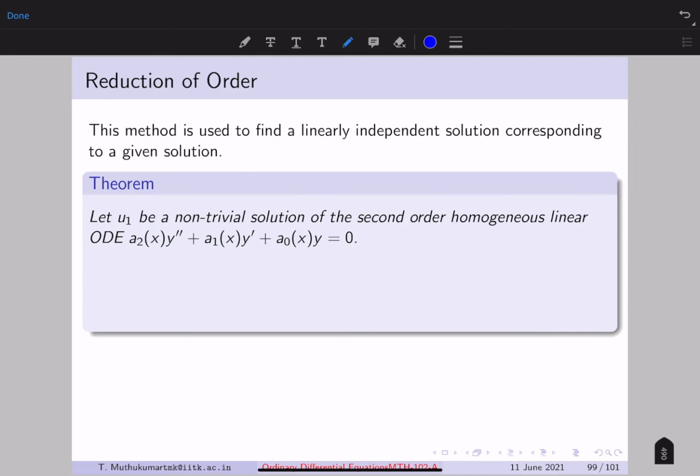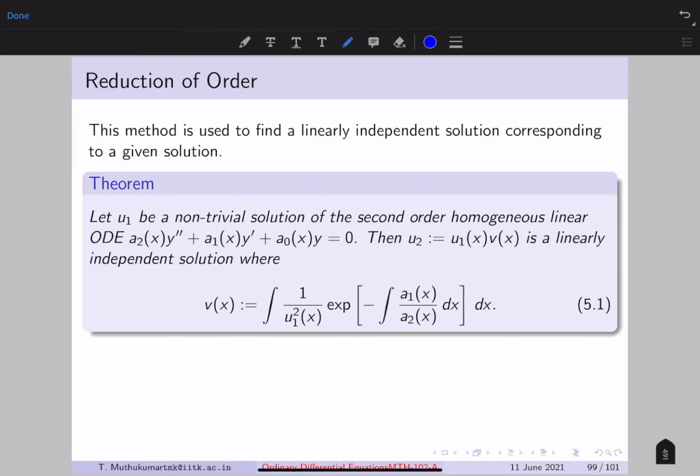Okay, so you have a second order ODE, and we already know for a second order linear homogeneous ODE, the solution space is two-dimensional, right? So if you are given one solution, and somehow by some means I can find another linearly independent solution, that means we have found all the solutions of this ODE, right? That's the advantage of reduction of order. So knowing one solution is enough to compute all the solutions of this ODE.